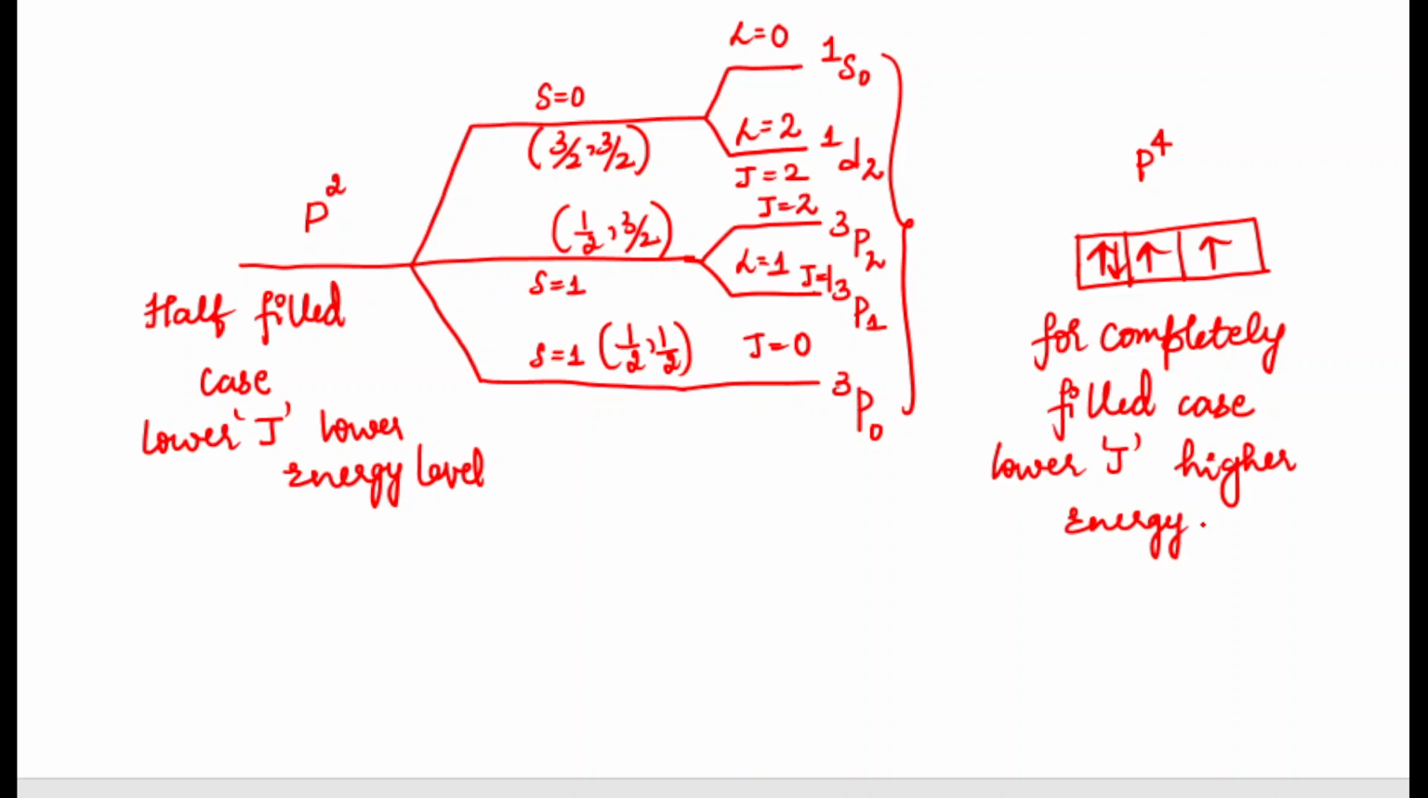Okay, it will accommodate the higher energy level, which means what will change: instead of 3P2 here, we will get 3P0, and 3P1 remains the same. Instead of 3P0 here, we will get 3P2. Only these two things change and everything remains as it is, and the configuration everything remains as it is. Instead of 3P2, we will get 3P0, and instead of 3P0, we will get 3P2. Why? Because of this rule. I hope everyone is clear with this concept.